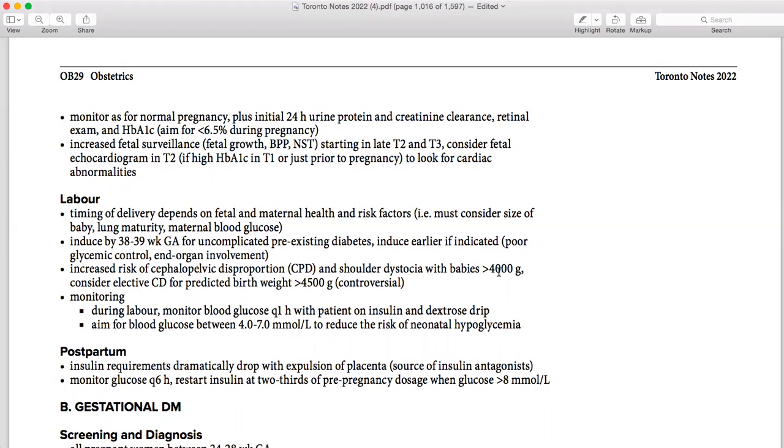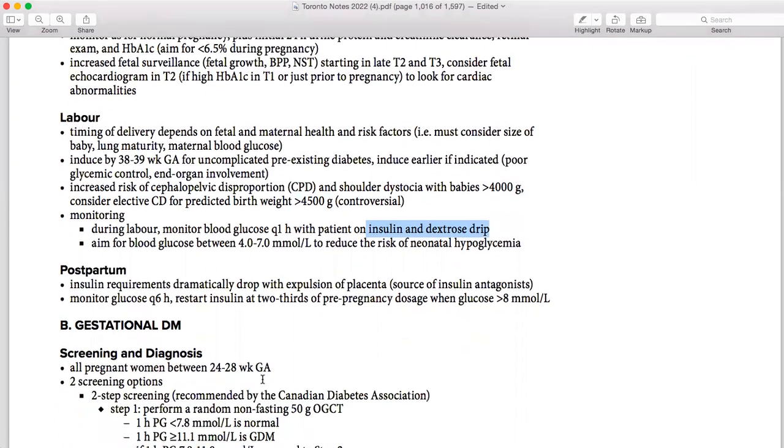On the basis of that, we have already read it. Like if more than 4,000, what are we going to do? And if more than 4,500, we are going to do CD. Monitoring: as I already said, insulin and dextrose, and blood glucose should be checked every 1 hour. Even in normal DKA or HHS, we check glucose level continuously. This is the same because this is also a complicated condition. So we have to check the blood glucose level every 1 hour. Blood glucose should be 4 to 7 millimole per liter to reduce the risk of neonatal hypoglycemia.